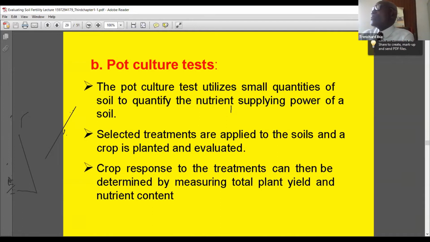The pot culture test utilizes small quantities of soil to quantify the nutrient supplying power of a soil. Selected treatments are applied to the soils and the crop is planted and evaluated. We normally use maize. Maize is very sensitive to this kind of thing. Crop response to the treatments can then be determined by measuring total plant yield and nutrient content. Sometimes we took the plant part, the overall mass, or sometimes we wait until the plant yields flowers or fruits or seeds. A lot of time, we can just take the whole plant, including the stems.